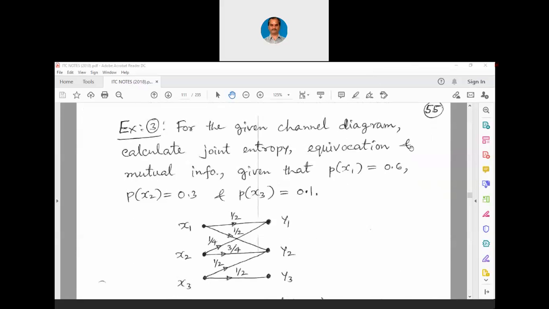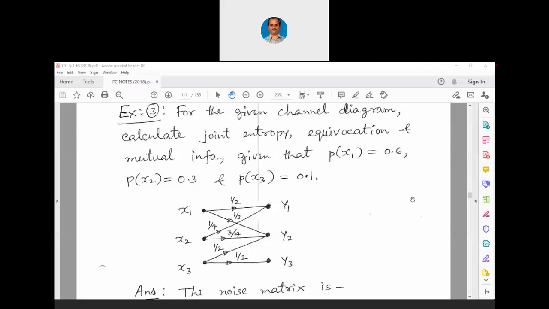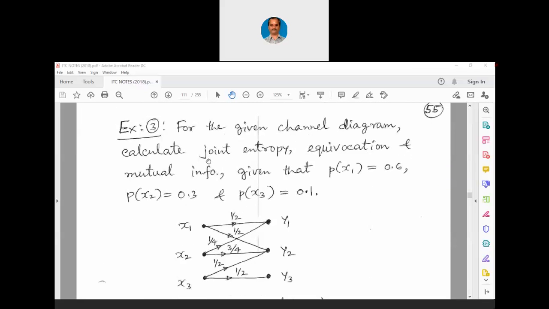Let us have an exercise now. For the given channel diagram, calculate joint entropy, equivocation and mutual information, given that P of x1 equals 0.6, P of x2 equals 0.3, P of x3 equals 0.1. That means the source symbol probabilities are given. And this diagram is now called the channel diagram. In this diagram, the conditional probabilities are also given.